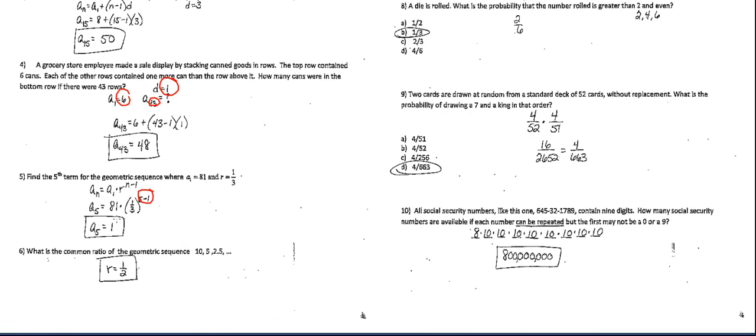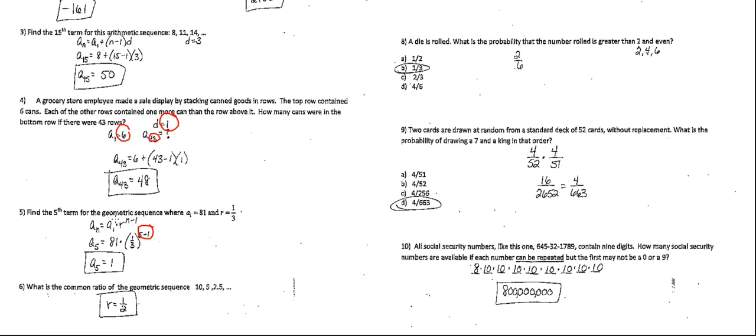Let me scroll up. Number 6 here, what's the common ratio? Again, you can just do the second term divided by the first term, and that'll tell you what r was. So r is 1/2. So even though the pattern is divided by 2, with geometric, we always have to think about it in terms of multiplication. So 5 over 10 is 1/2. So even though the pattern is divided by 2, r is always in terms of multiplication. So it's 1/2.